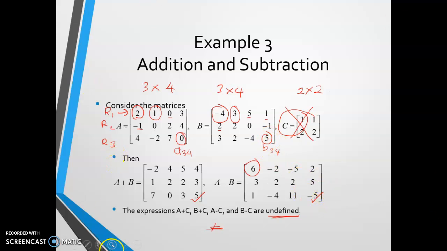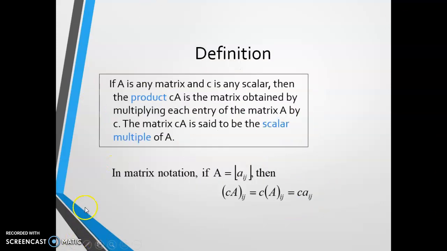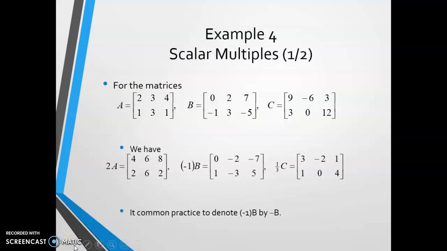Okay. Faham eh? So, if A is any matrix and C is any scalar, then the product CA is the matrix obtained by multiplying each entry of the matrix A by C. The matrix CA is said to be the scalar multiple of A. In matrix notation, if A equals Aij, then okay, this is just for your information. Okay, so this is for scalar multiplication.